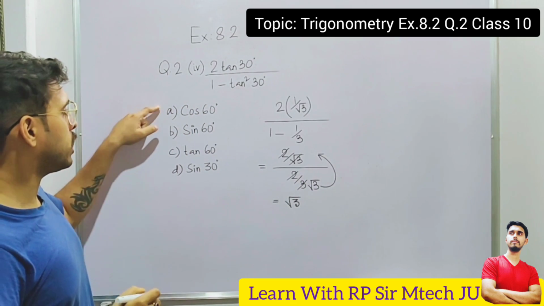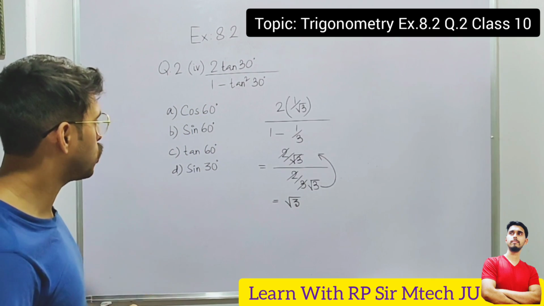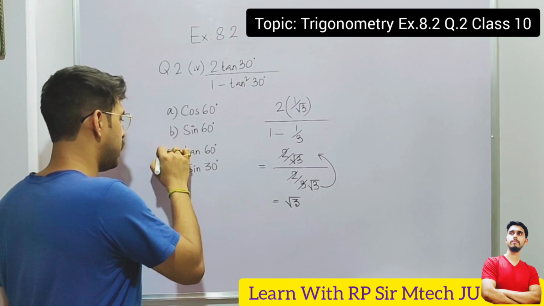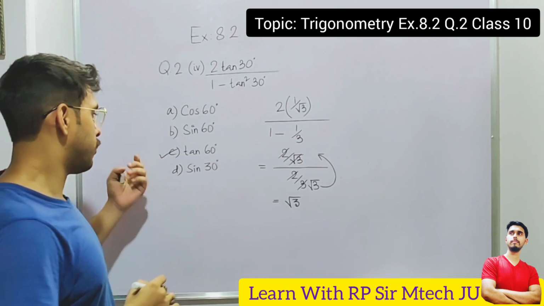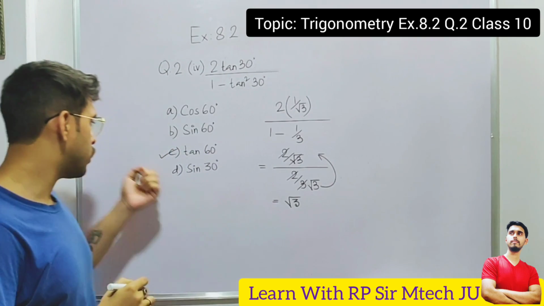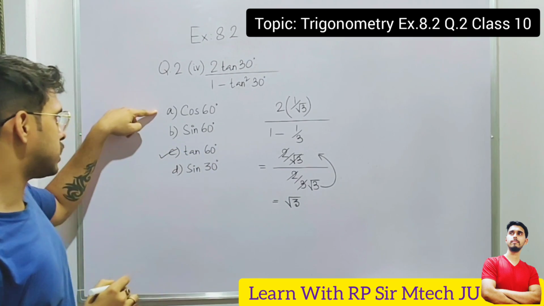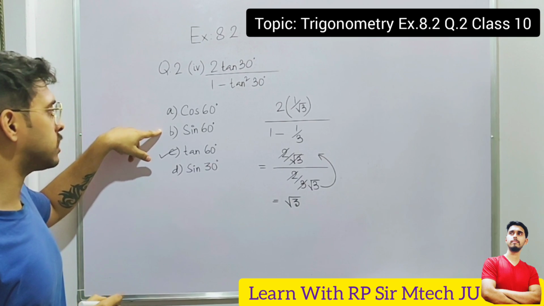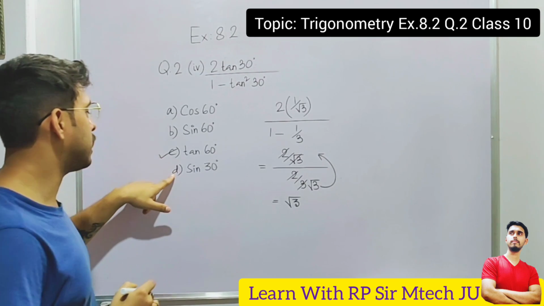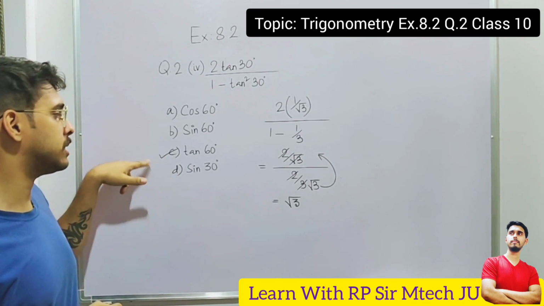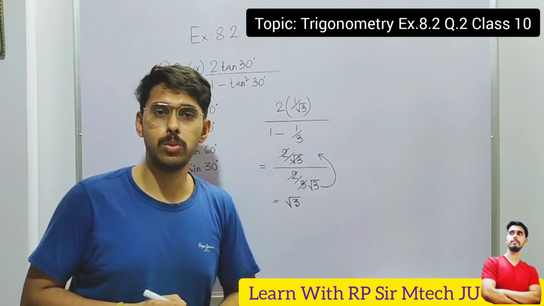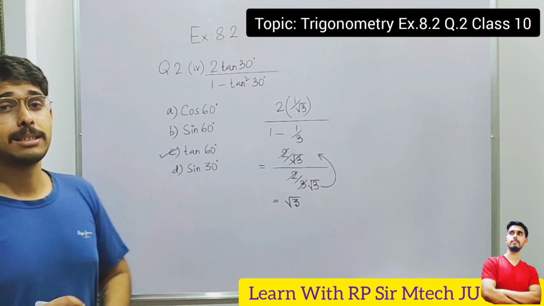Now which of the following values gives us root 3? Definitely it will be tan 60. If you follow the trigonometric table, you will figure out that tan 60 is the one which gives us root 3. Cos 60 will give us half, sin 60 will give us root 3 by 2, sin 30 will give us half. So tan 60 is giving us the value of root 3. So this is the correct answer.